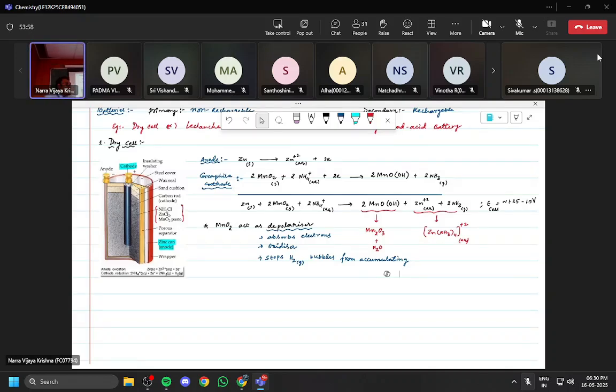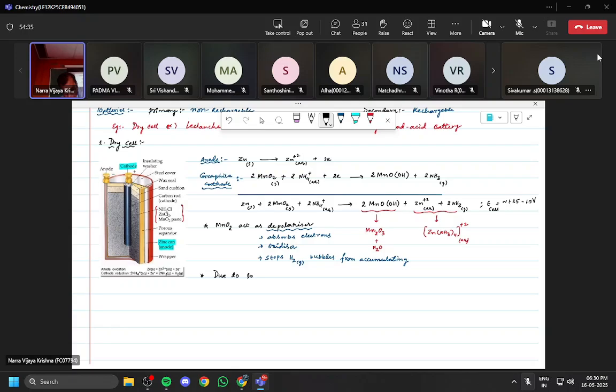If its output voltage decreases, can I use them in watches or wall clocks? I cannot. Because its voltage output is decreasing, after a certain point it cannot show the exact time. It slows down. So it has some limitation in its use, right?